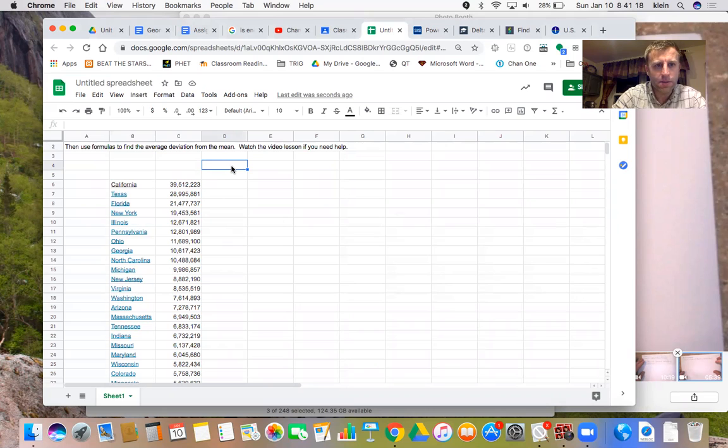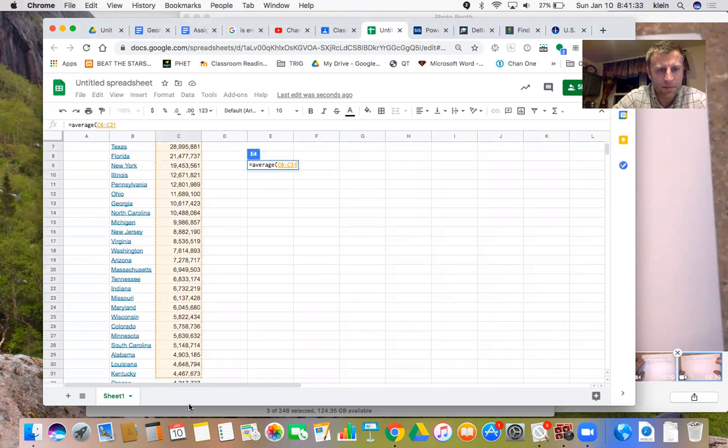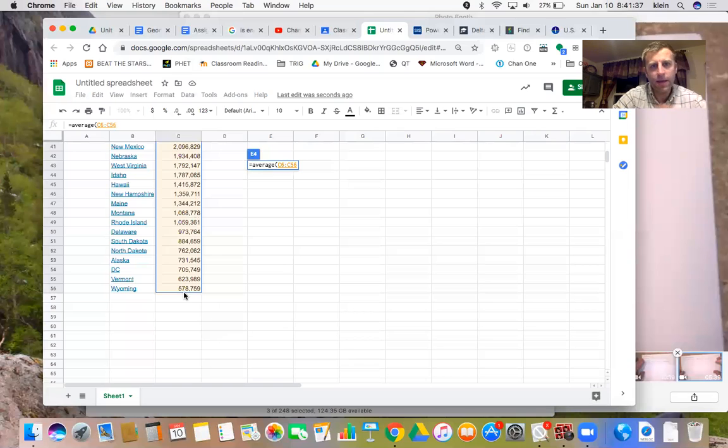So the easy way to do that is click, I'll just put it up here somewhere. I'm going to say equals average, start the parenthesis, and then you can just go over here and drag down and highlight what you want to find the average of. So I just drag over all these all the way down to Wyoming, end that parenthesis and hit enter.